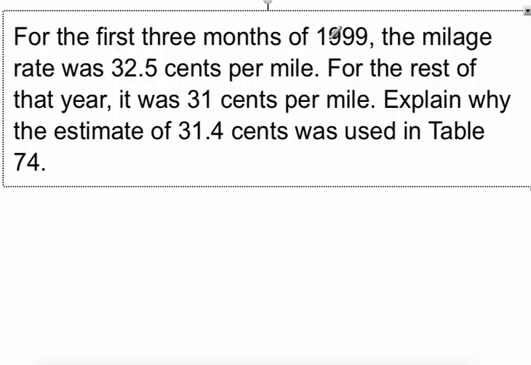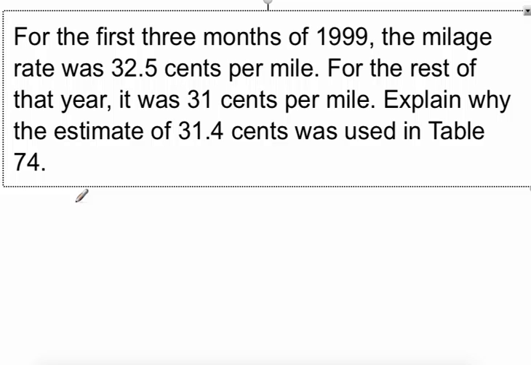For the first 3 months in 1999, the mileage rate was 32.5 cents per mile. But for the rest of the year, it was 31 cents per mile. Explain why the estimate of 31.4 cents was used in Table 74. So the first thing I'm going to do is look over at Table 74, look at the year 1999, and yep, indeed it was 31.4. What they're saying is, in 1999, it was not 31.4 cents all year long. Actually, it was 32.5 cents for the first 3 months and then 31 cents for the rest of it.